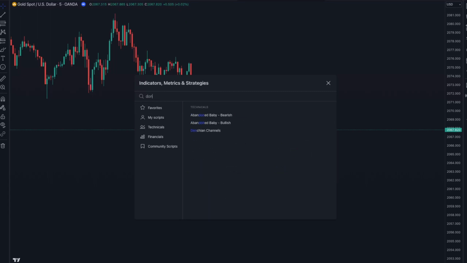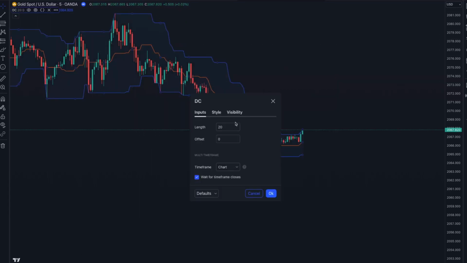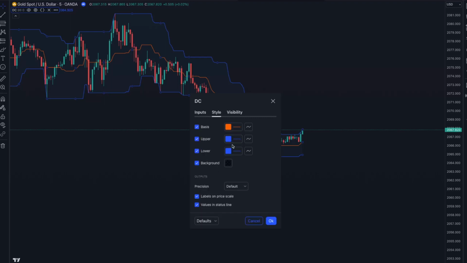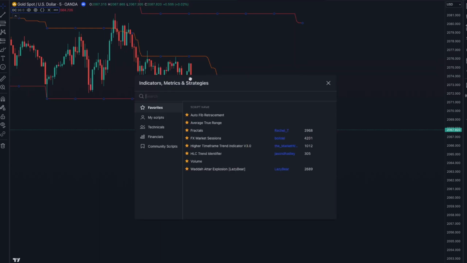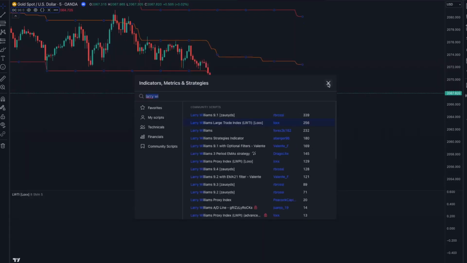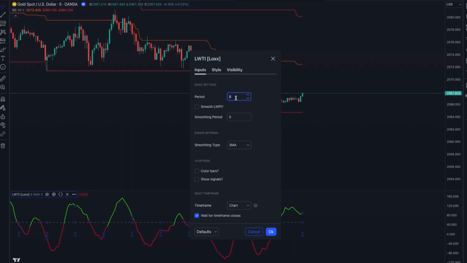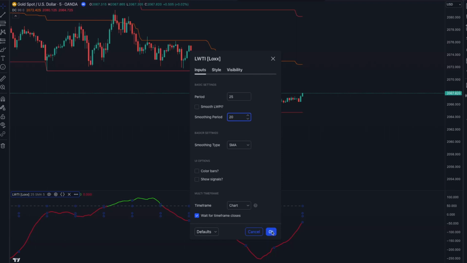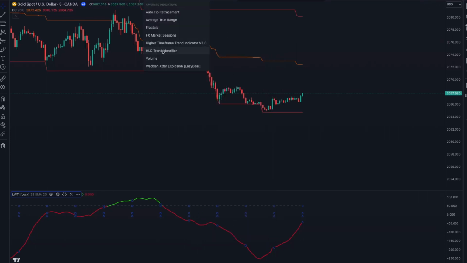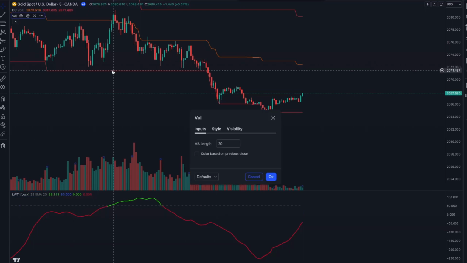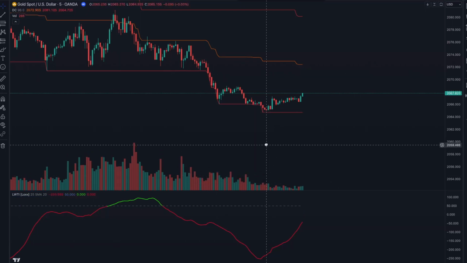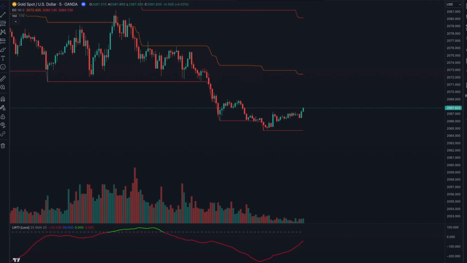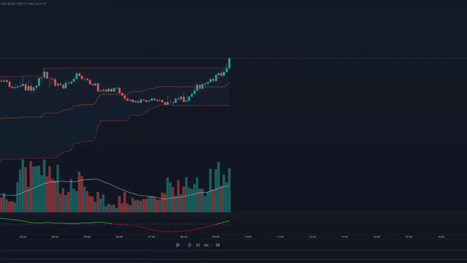The indicators we will use are the Gaussian Channels, and we will change the length to 96. The second indicator is the Larry Williams Large Trade Index, and we change the period to 25 and the smoothing period to 20. And then of course we have to use a volume indicator, and we change the MA settings to 30 length. Then we move to style, and for the volume MA, we change the color to white. After we load the indicators and update the settings, we load the 5-minute time frame.